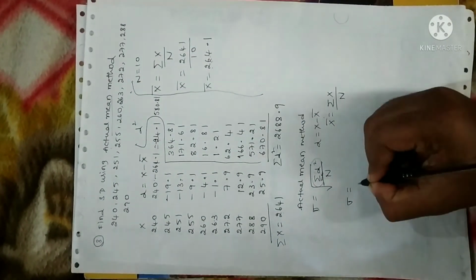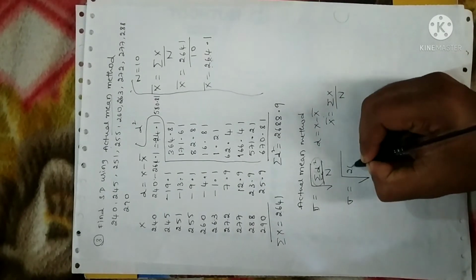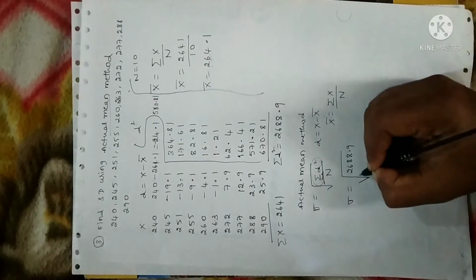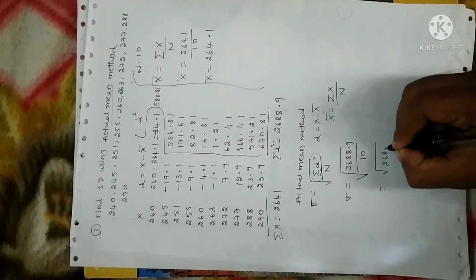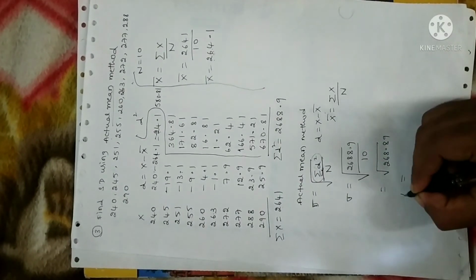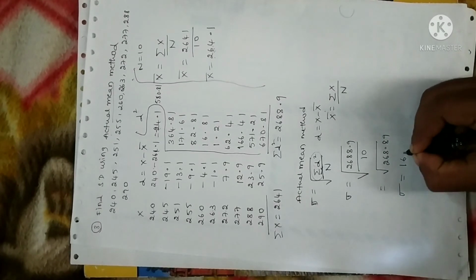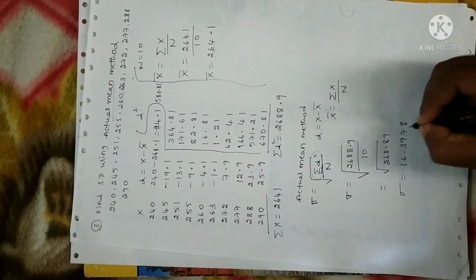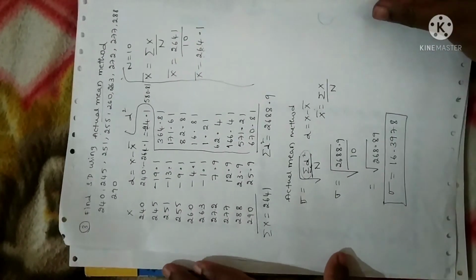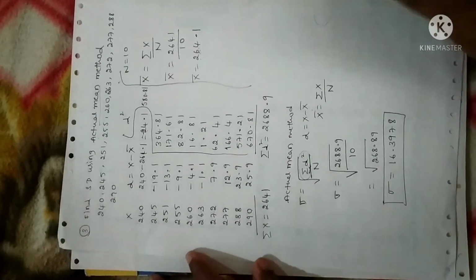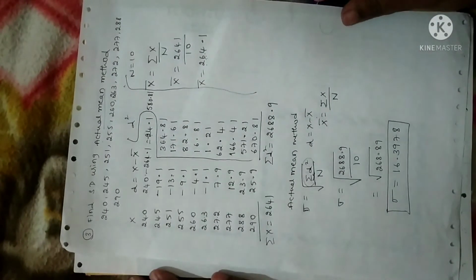Now substitute. Sigma is equal to square root of sigma d square, which is 2688.9, divided by 10. So you will get square root of 268.89. When you take the square root of this, you will get 16.3978. So this is the required standard deviation. Here we have to use the actual mean method. Why? Because it is given in the problem itself. Hope it is clear.